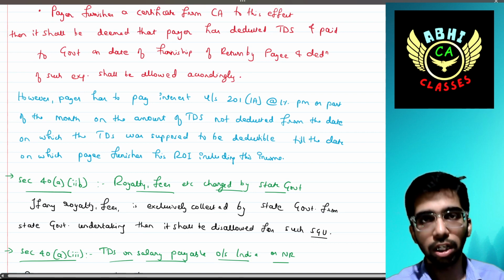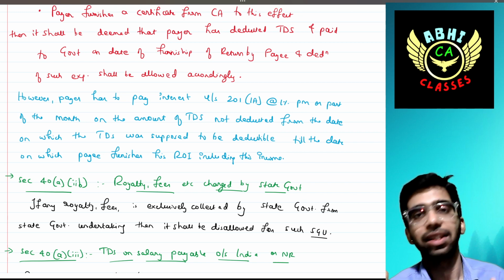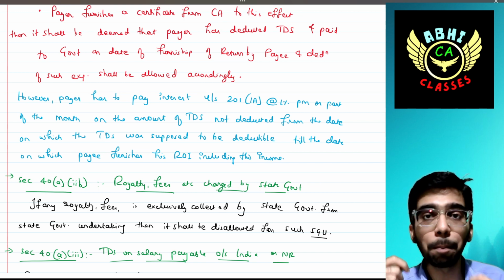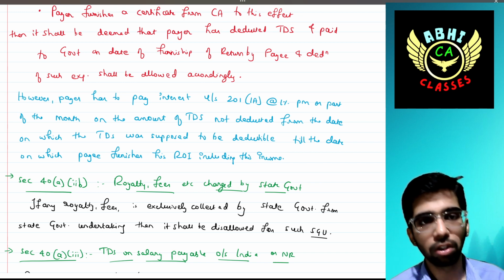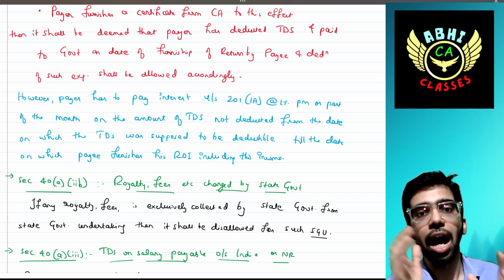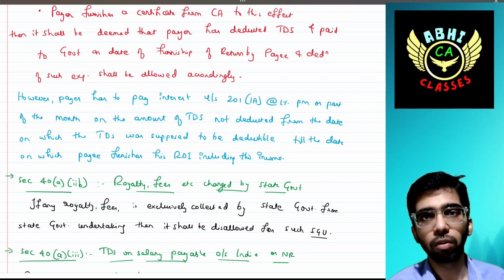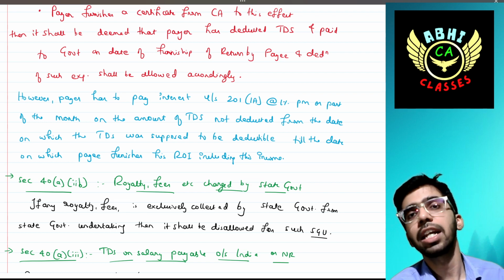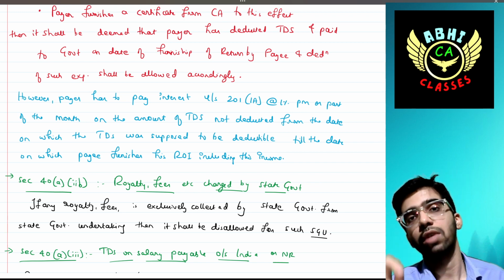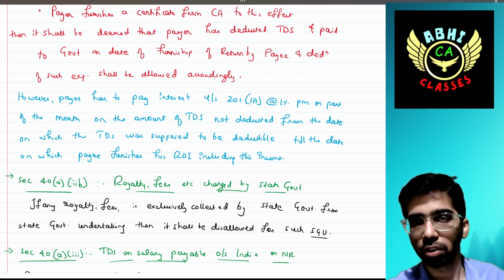However, the payer, that is the bank, has to pay interest under section 201(1A) at the rate of 1% per annum per month or part of the month on the amount of TDS not deducted, from the date on which the TDS was supposed to be deducted till the date on which the payee furnished the income tax return. The difference will be seen as delay in the TDS payment, for which the payer is liable with interest under section 201(1A) at the rate of 1% per month or part of the month. Okay, this is very important.